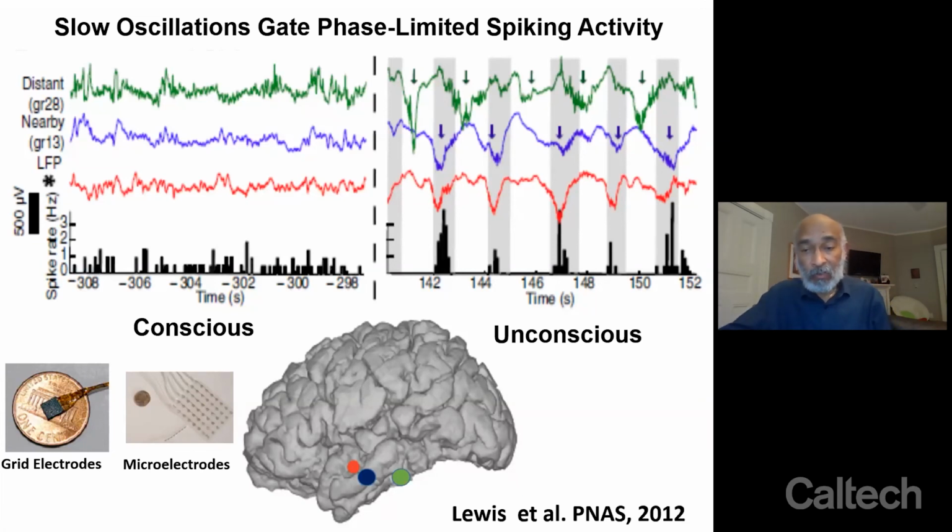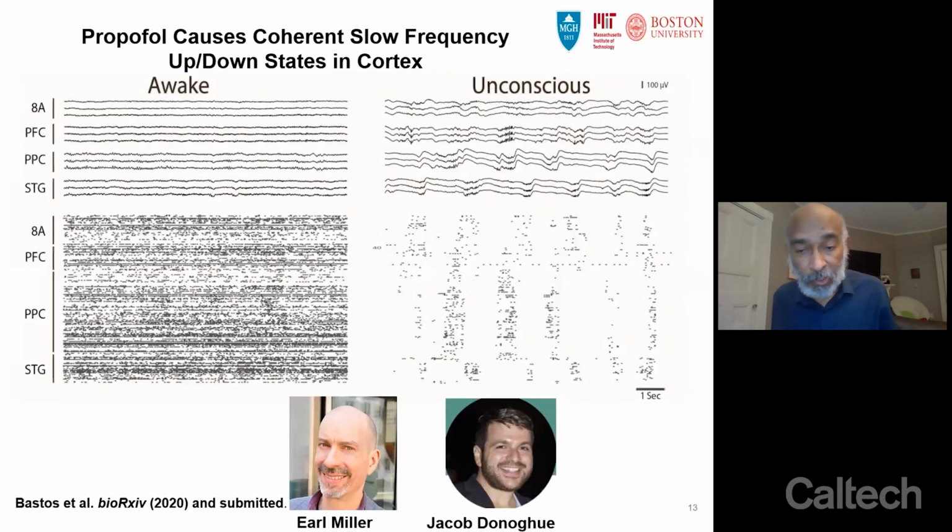This was the best we could do in humans. But more recently, with the help of Earl Miller, and this is part of Jake Donahue's PhD thesis, we've been able to look at what happens in non-human primates during these states. Here's the awake state. Here are the field potentials, and here's the spiking activity. This is area 8A in PFC up front, posterior parietal cortex, and superior temporal gyrus.